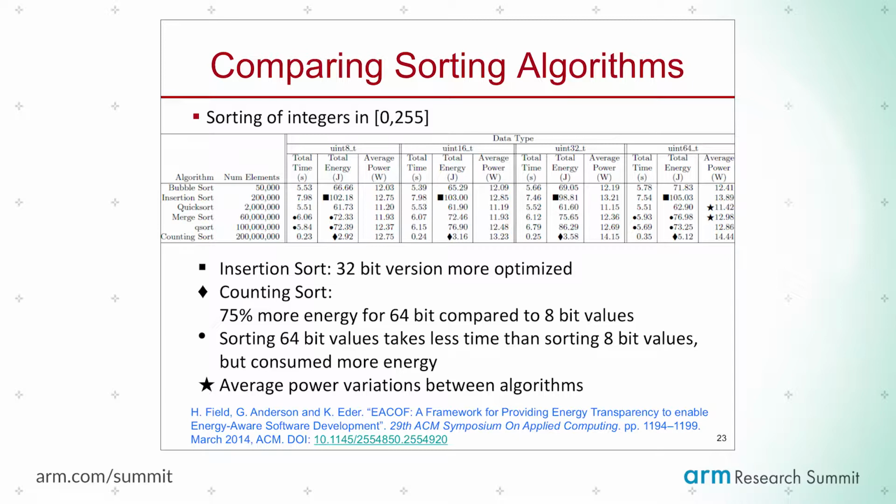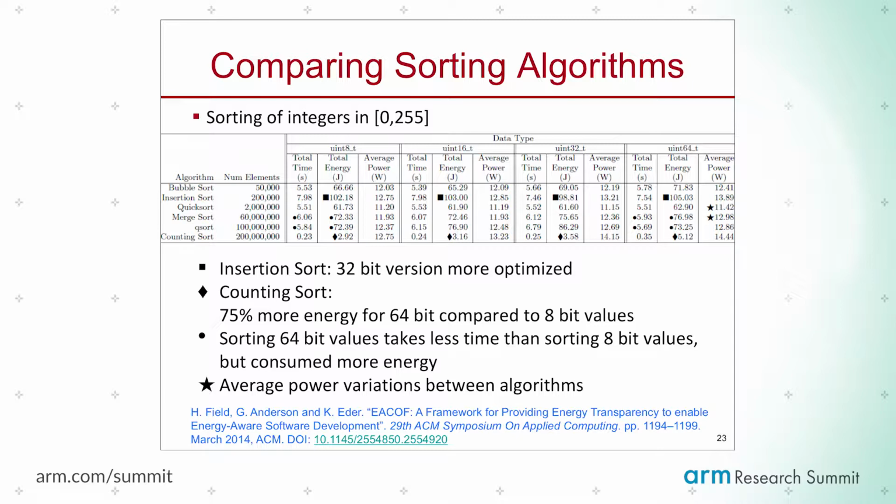So the students decided to sort integers between 0 and 255, and these they encoded using 8, 16, 32, or 64-bit unsigned integers. They've looked at a variety of sorting algorithms from different complexity classes and recorded the total time taken for sorting a number of elements, the total energy, and the average power.